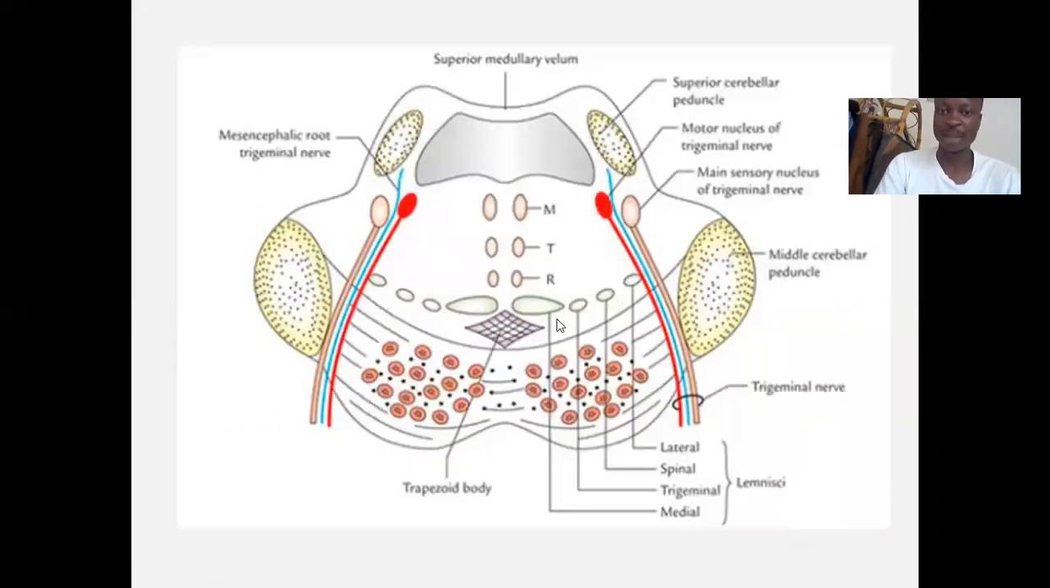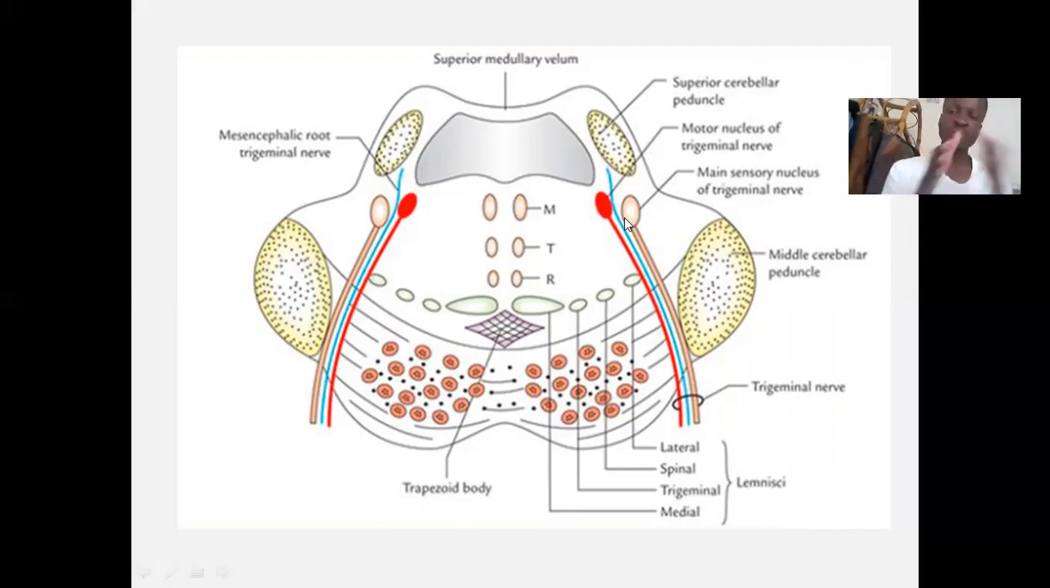Then this is still the same, just that it's more of a schematic that is illustrating your medial longitudinal. Then you have the rubrospinal, you have the tectospinal in this region. This is the superior cerebellar peduncle. This is the main sensory nucleus of the trigeminal, which is found in the pons.